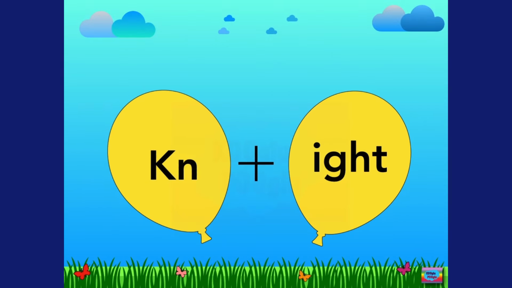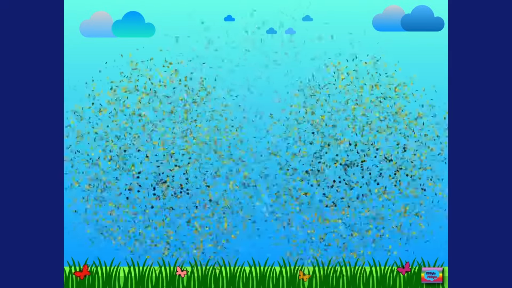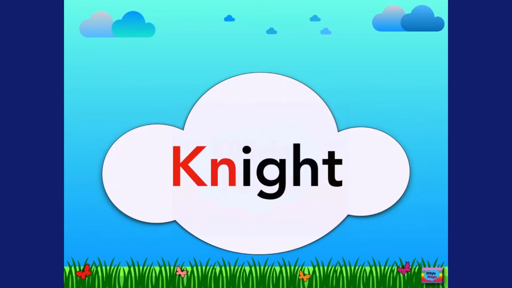N and ite. Ooh, I know this from the medieval times. Knight. A knight is basically a medieval warrior. That means like an old-timey warrior.